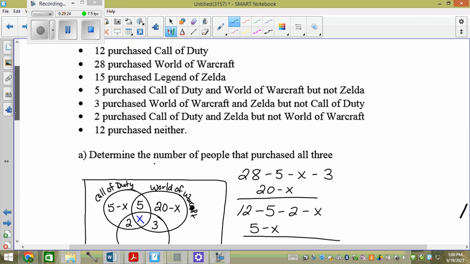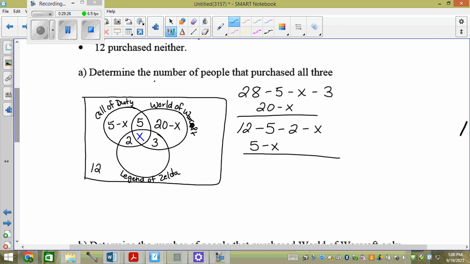And then Legend of Zelda is 15. So this whole circle would have 15. So I would go 15 minus 2 minus 3 minus x. And so I get 10 minus x. Now, how can we find out the x in the middle? Did that make sense how I filled those little sections in? I just took the 3 numbers off. And the numbers could go together, but the variable can't because they're not like terms.